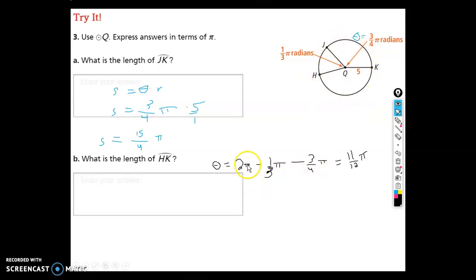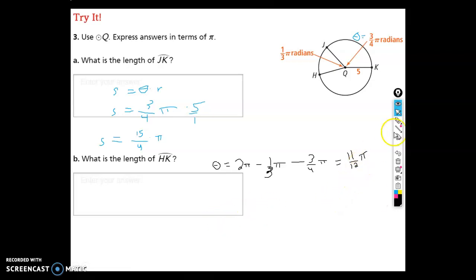So HK is 2π minus 1/3 π minus 3/4 π. I actually just put 2 minus 1/3 minus 3/4 in the calculator. I got a decimal, and I made that back into a fraction, and I got 11/12 π.